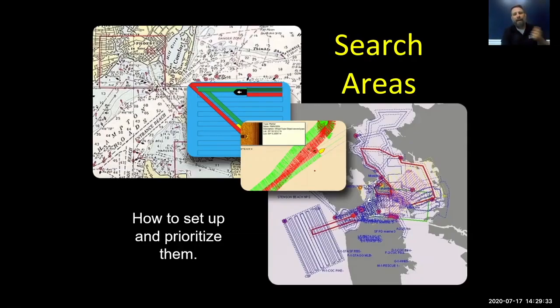And then they're fighting lifting the towfish and dropping the towfish because the curvature of the bottom is going up and going down. Then they're hitting objects because they didn't know the objects were there, and it can be very, very cumbersome. So how do we set up different search areas and how do we prioritize them for our search?